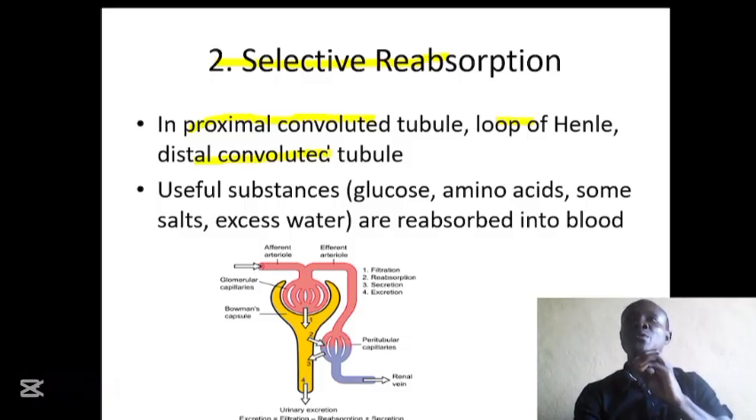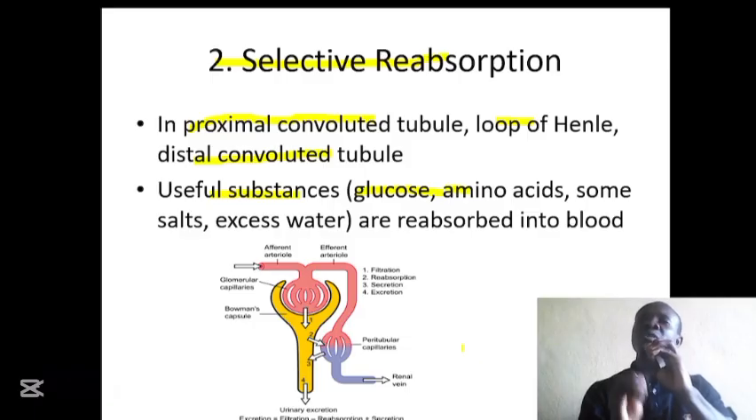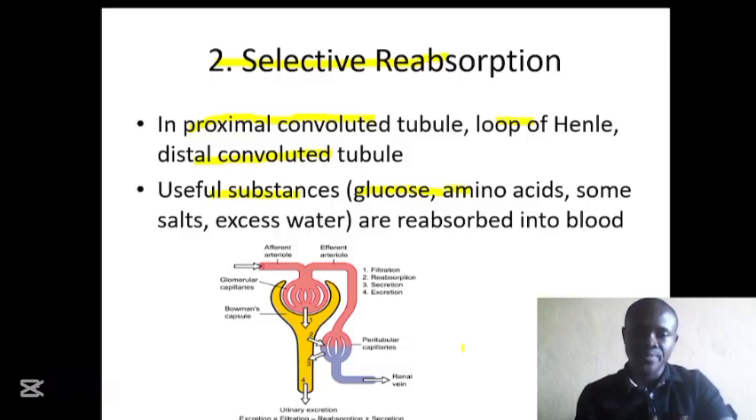So before getting to the collecting duct, useful substances which are needed by the body, such as glucose, amino acids, some salts, and excess water, are reabsorbed into the blood. So these substances which are useful to the body, which were filtered through the glomerulus, will move back into the blood as the body cannot afford to lose them.